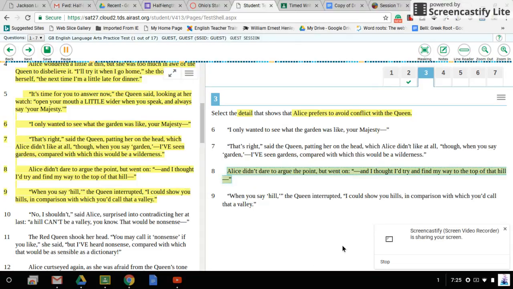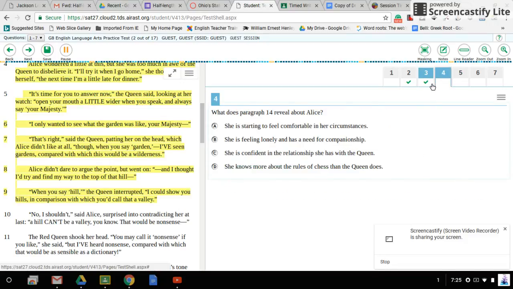So I click on it and I have selected it. And now you can see the little check mark. Question 3 is done. And I'm ready to move on to question 4.